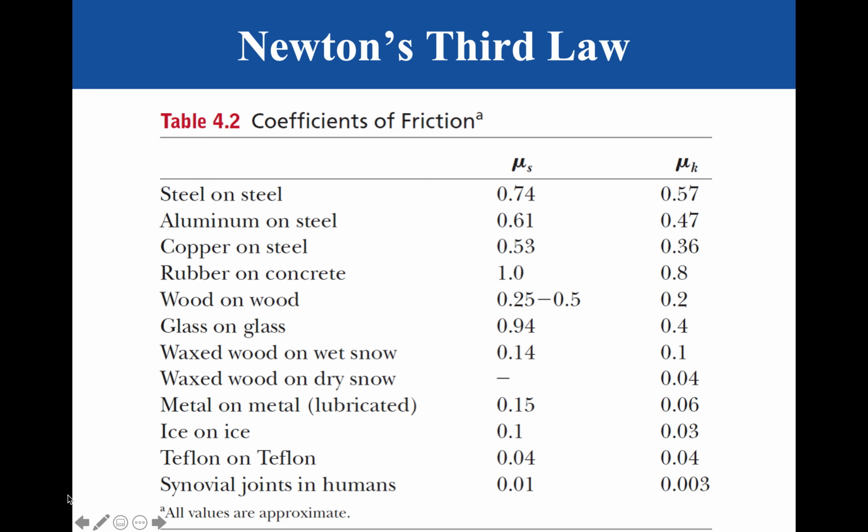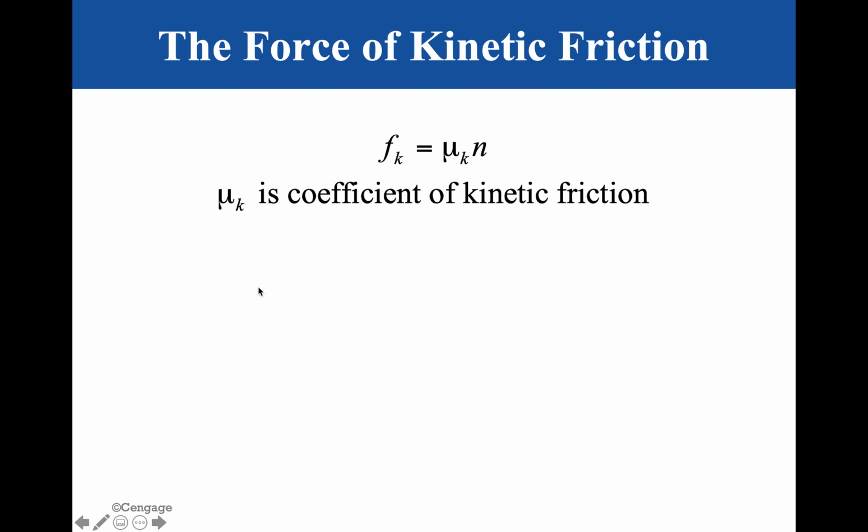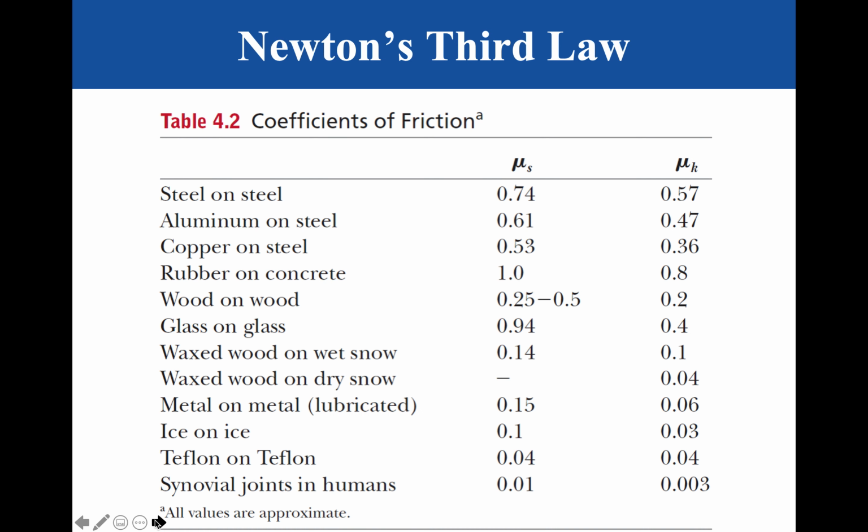Okay? So we can go and look at that table. But basically, if you were to calculate the kinetic friction force, it doesn't matter how fast you're moving one surface over the other. All that matters is how hard the surfaces are pushed together and what the coefficient of friction between the two surfaces is. And that will always tell you how much kinetic friction you have between any two surfaces.